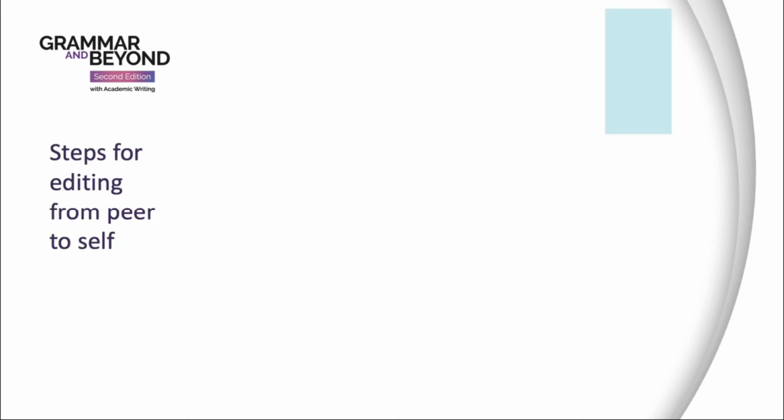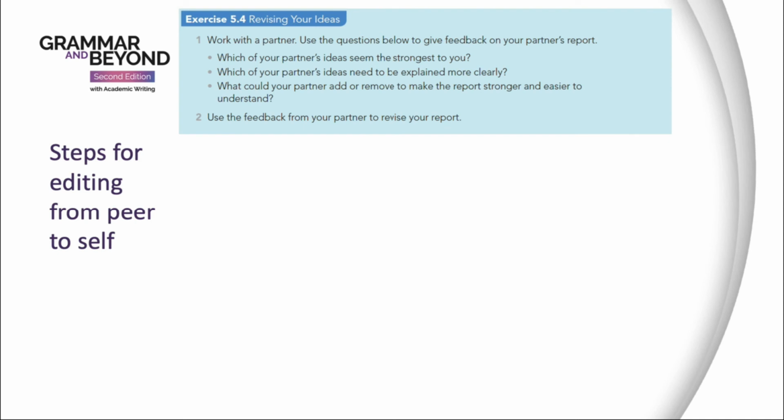So in here, I want to talk about some steps that can be really useful for going from editing from feedback from a peer to editing by yourself. In this case, we have some questions. The student's given a draft to the peer. The peer has read it. You're also reading theirs. And so when you are evaluating what the feedback from the peer is, you might be asking yourself which of the ideas seem strongest, which need to be explained more clearly. And so as you use this feedback, you're going to revise, and maybe you don't have the opportunity to get a second round of peer feedback and you have to do this by yourself.